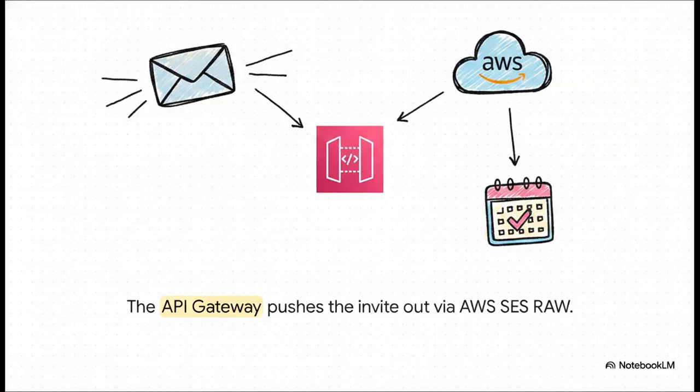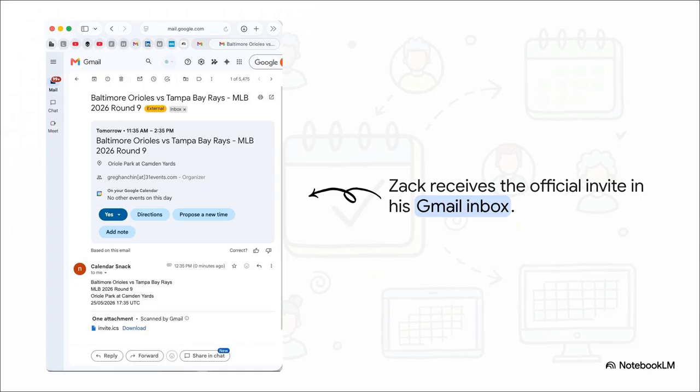The very moment Zach enters his email and asks for that invite, the system springs into action. You can think of the API gateway as a sort of digital courier. It matches Zach's email to the stored event UID, grabs the specific event data, reassembles the calendar invite package, and pushes it right out to him. Almost instantly, Zach gets the official calendar invite sitting right there in his Gmail inbox for the Baltimore Orioles versus Tampa Bay Rays game. He can click yes to RSVP.